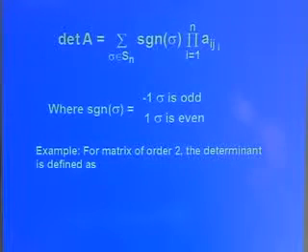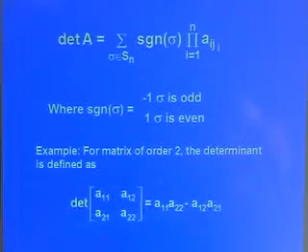Now let us see what the meaning of this is in the context of a 2 by 2 matrix, for which we have already introduced the determinant. If we take this 2 by 2 matrix, then its determinant is a11 a22 minus a12 a21.